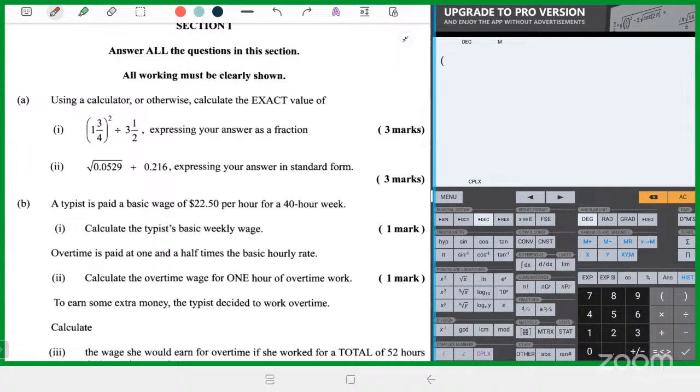Bracket, mixed number, 1 3/4, close bracket, and you square it. Type it exactly as it is. Divided by 3.5, mixed number, 3.5.